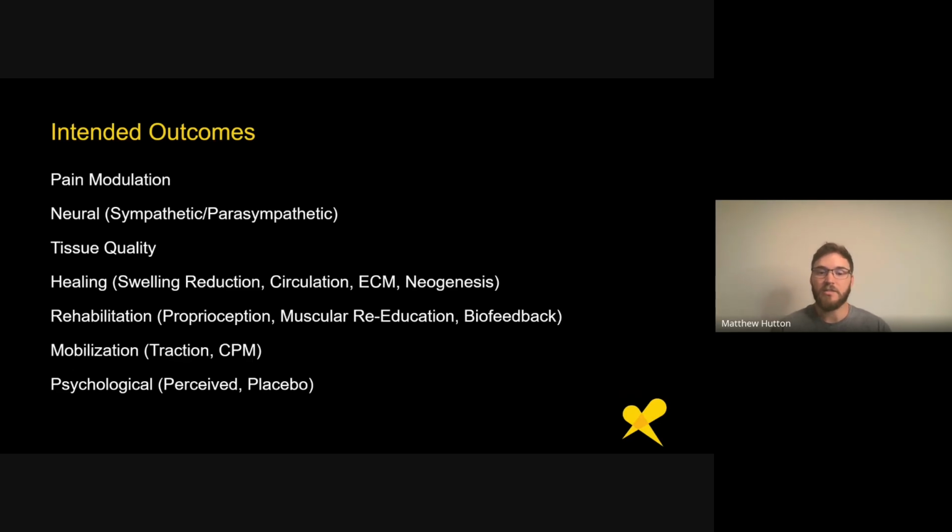Healing. This is where the different timelines of the inflammatory or the healing process come into play. For example, if you get somebody one day post ankle sprain and you have a ton of swelling, what is the most effective treatment for it? What are the different modalities we can apply to reduce swelling?